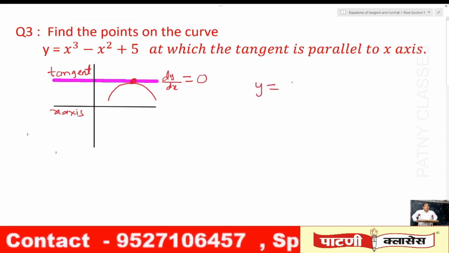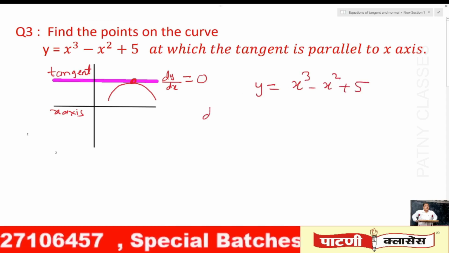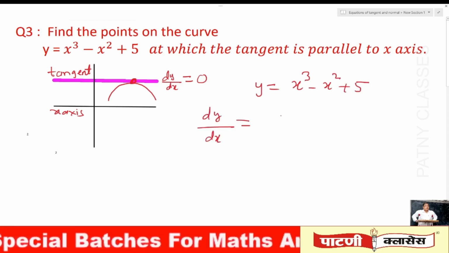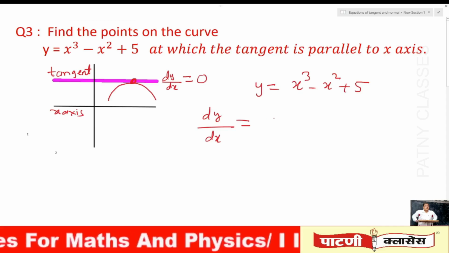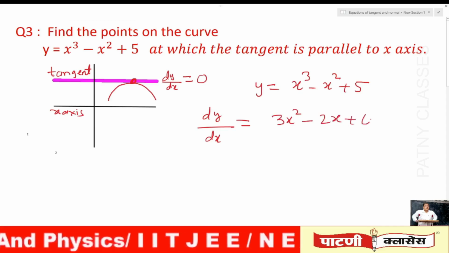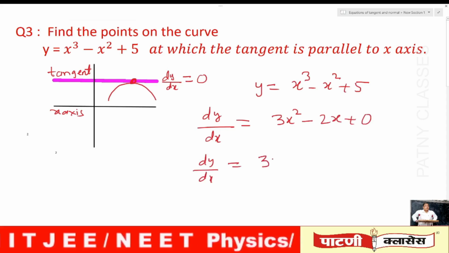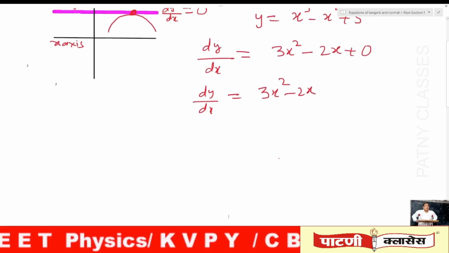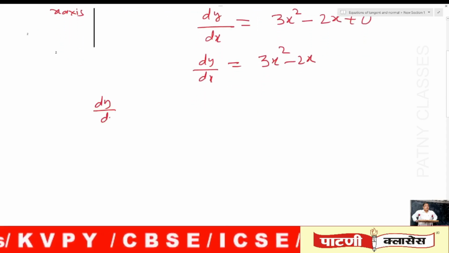The given curve is y equals x cube minus x square plus 5. Why are we doing dy by dx? Because we need to find the slope, and the slope equals 0 in this case. So finding the derivative, 3x square minus 2x plus 0. So dy by dx equals 3x square minus 2x. Now the tangent is parallel to the x-axis, therefore dy by dx equals 0.